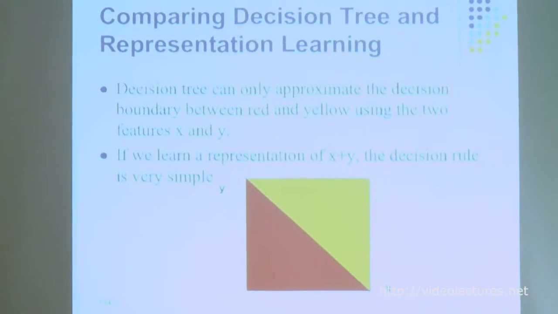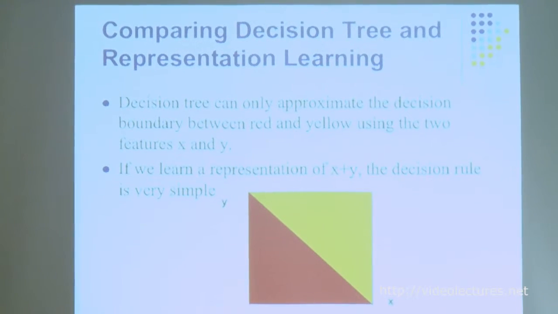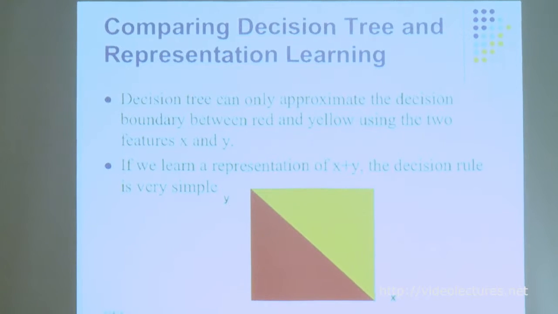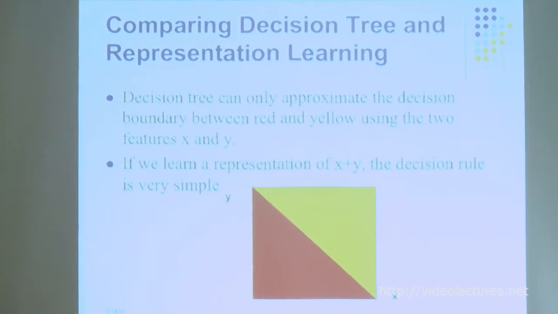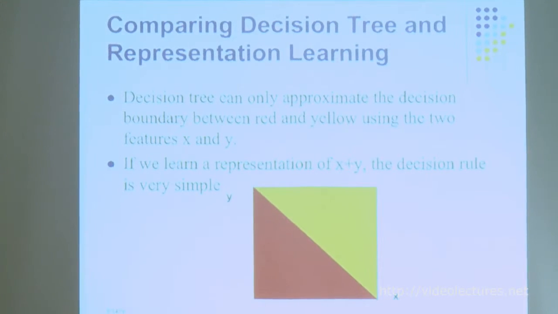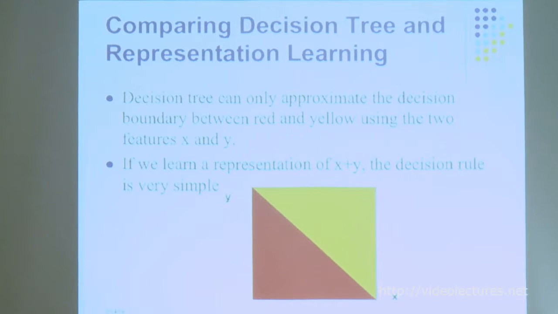Before we talk about that, let me give you a very simple example. Here we have a 2D plane with two features, X and Y, and I show you red versus yellow. The decision boundary in this case is very clear, with no uncertainty. You have a line separating red and yellow.